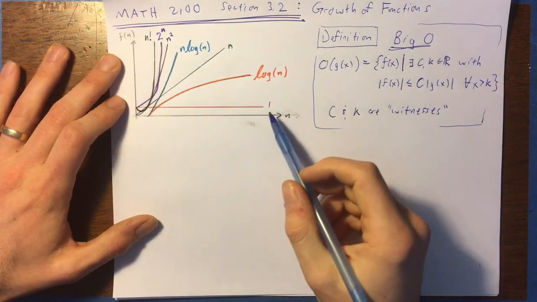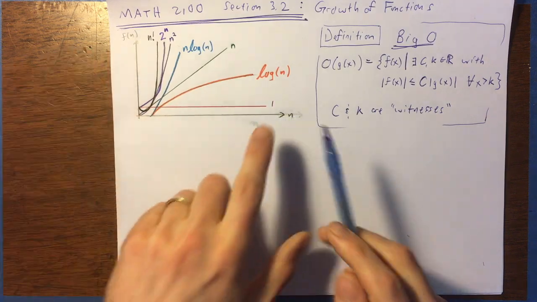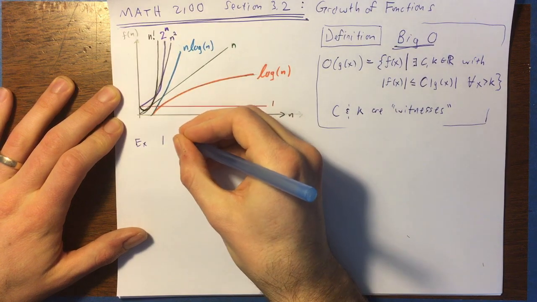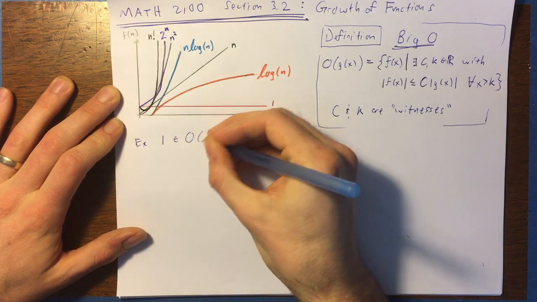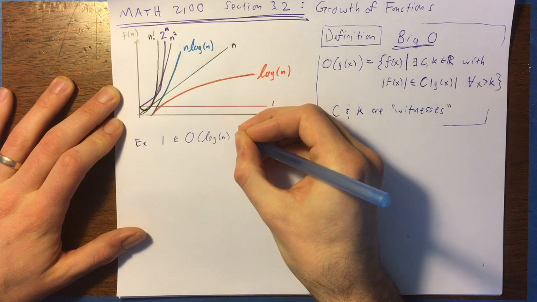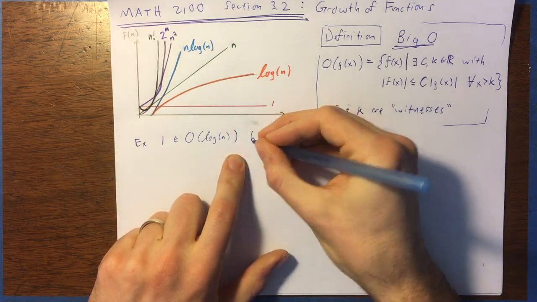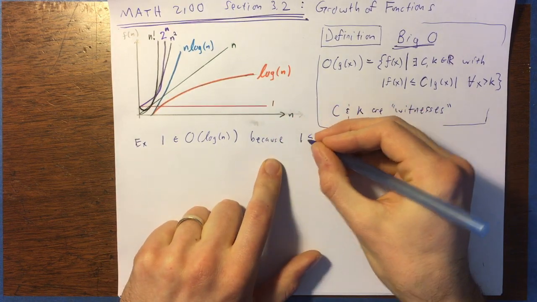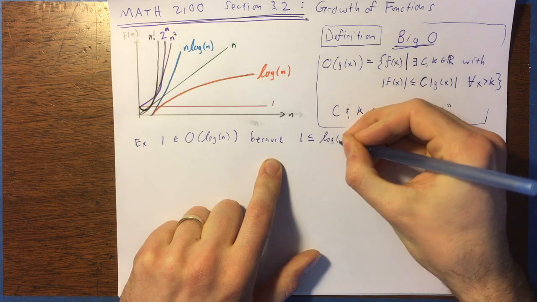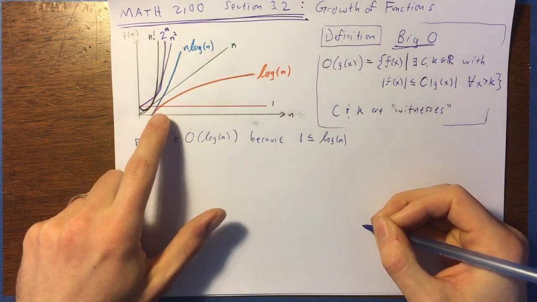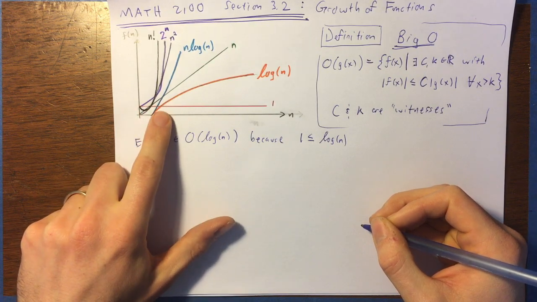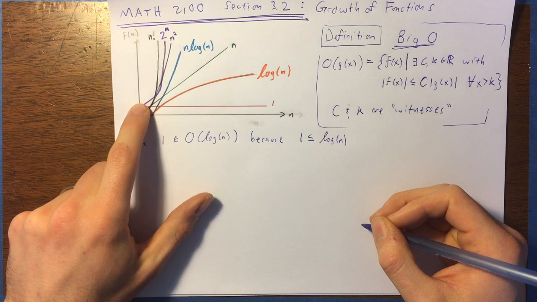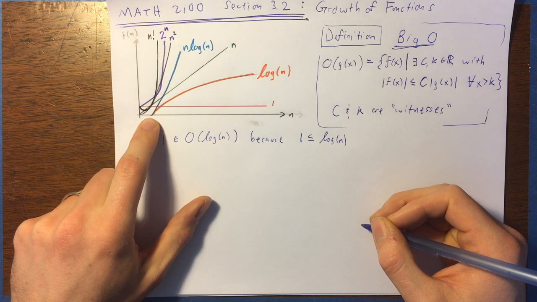So in this situation, for example, let's just do a quick example here. 1 would be an element of big O of log of n. And the way we can tell is because 1 is less than or equal to 1 times log of n. 1 is less than or equal to log of n, but not necessarily all the time, right? Log of n is actually smaller right here at the beginning. You can see the orange line is actually beneath the red line initially because it starts down here at 0. So when does it cross over 1?